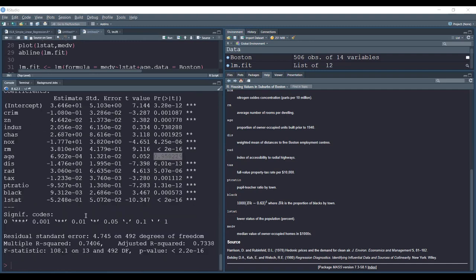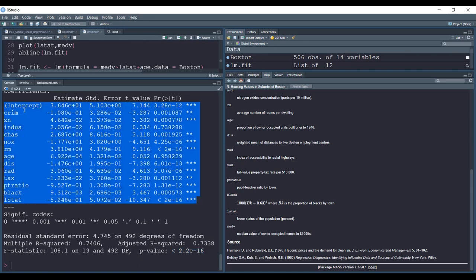What else is interesting to look at? This is the F statistic, 108.1, with a p-value of, for all intents and purposes, 0, meaning we reject. This was which null hypothesis? The null hypothesis that the response variable is not related to any of them. That would be the F statistic in this case.